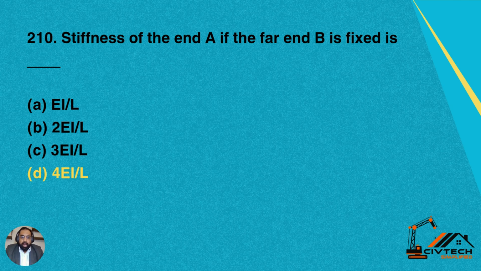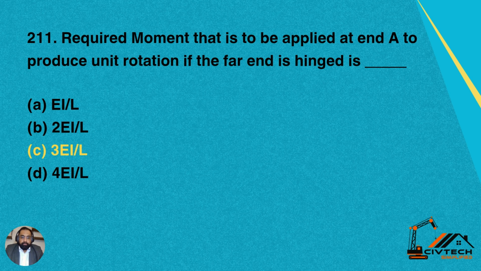210. Stiffness of the end A if the far end B is fixed. Stiffness at end A if far end B is fixed is option A, EI over L, option B, 2EI over L, option C, 3EI over L, option D, 4EI over L. So stiffness of the end A if the far end B is fixed is option D, 4EI over L.